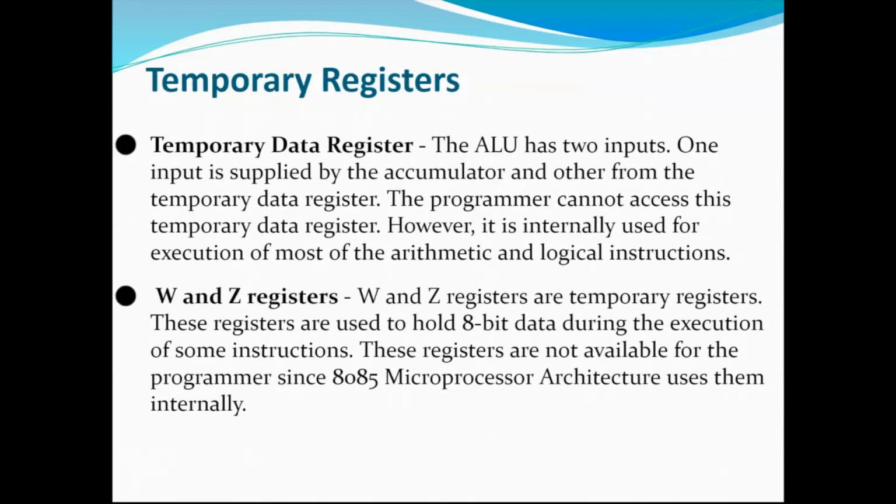Temporary data register. The ALU has two inputs. One input is supplied by the accumulator and the other from the temporary data register. The programmer cannot access this temporary data register. However, it is used internally for the execution of most arithmetic and logic instructions. The W and Z registers are temporary registers. These registers are also used to hold 8-bit data during the execution of some instructions.